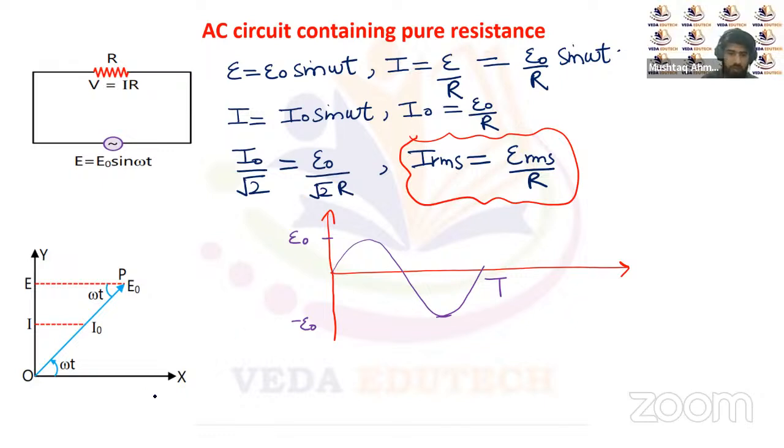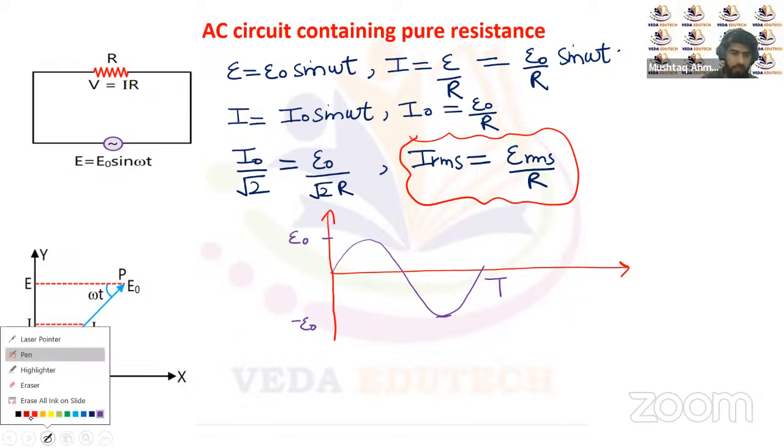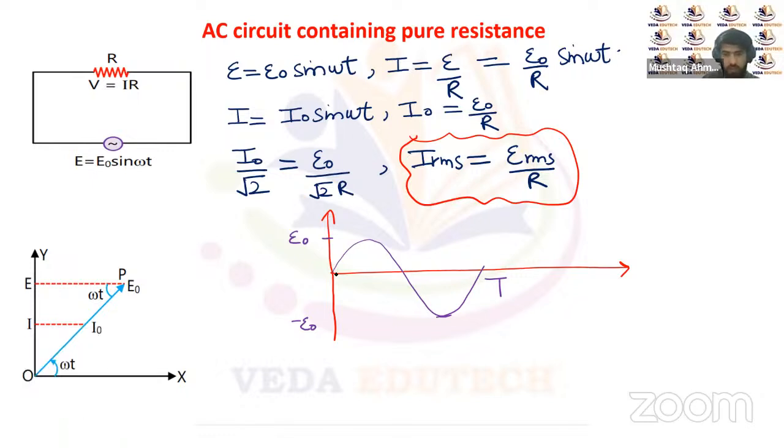So we can plot the same graph, right? Let's suppose this represents the current. The current will have the same time period. The current will behave like this.